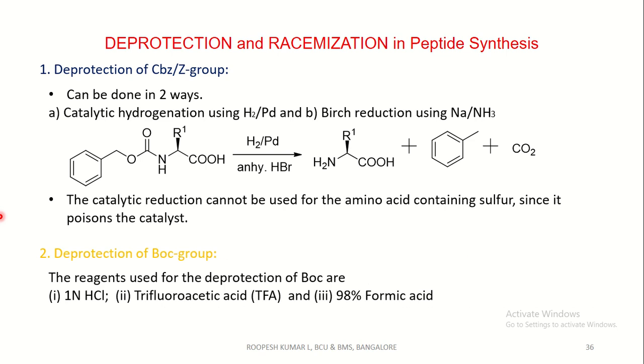Coming to the deprotection of the Boc group. The reagents used for the deprotection of Boc are 1N HCl, trifluoroacetic acid, and 98% formic acid. In general, all these three are acids. That is, Boc can be deprotected using acid.